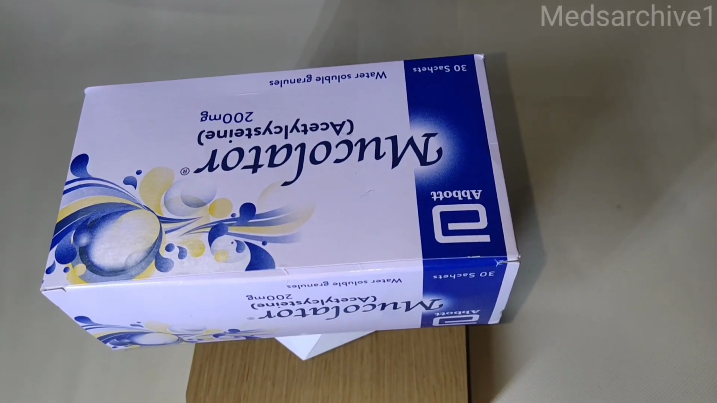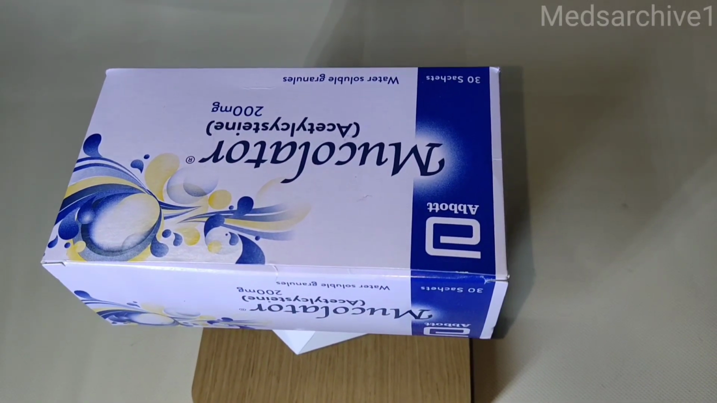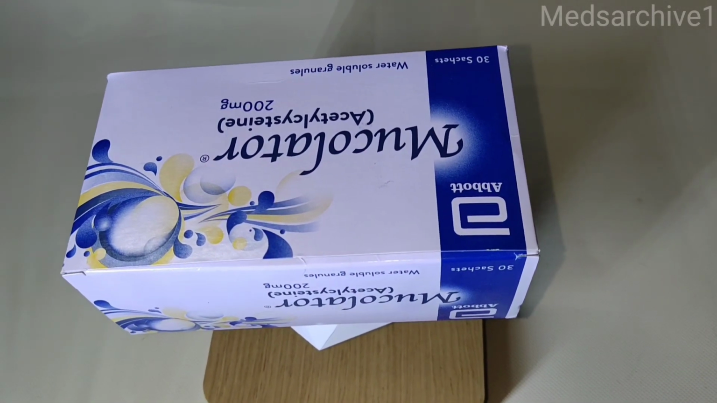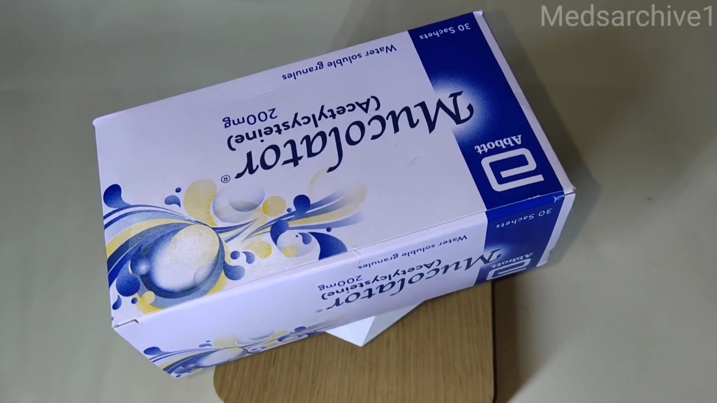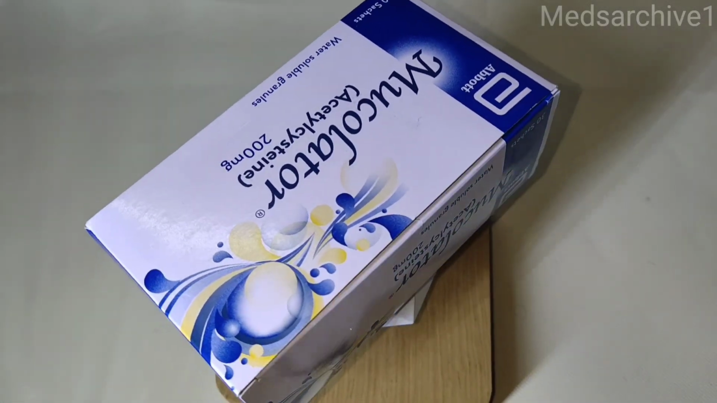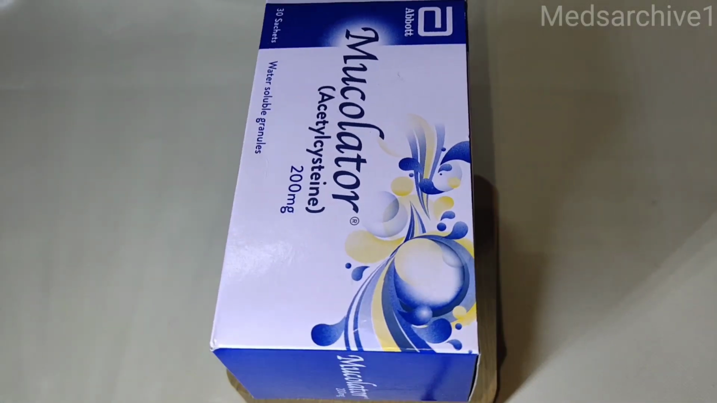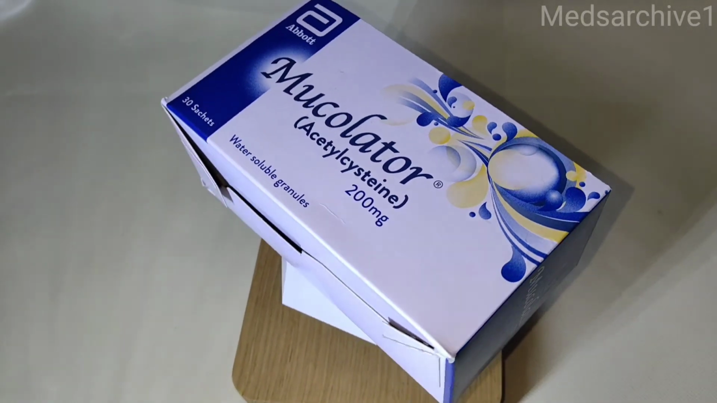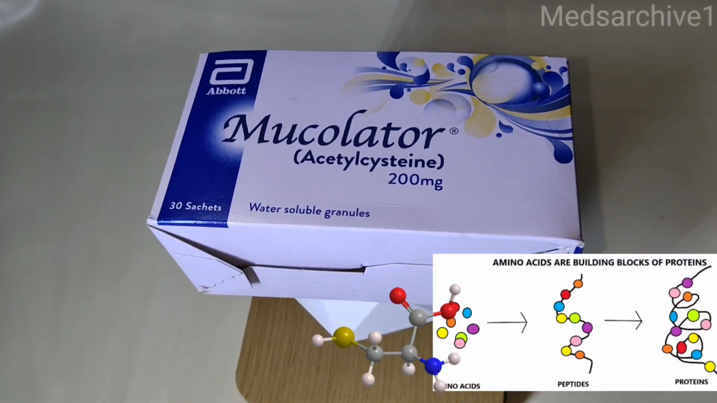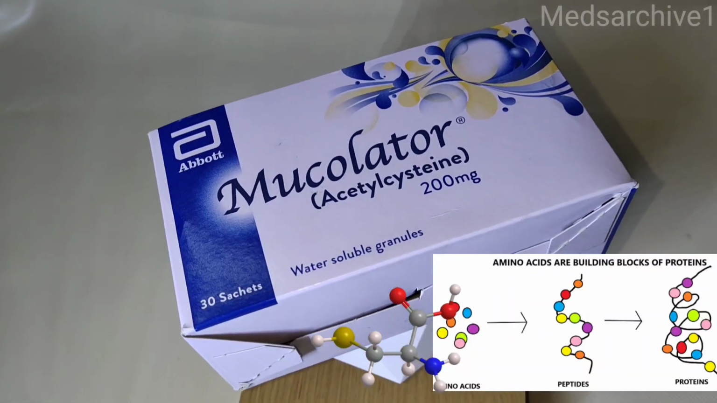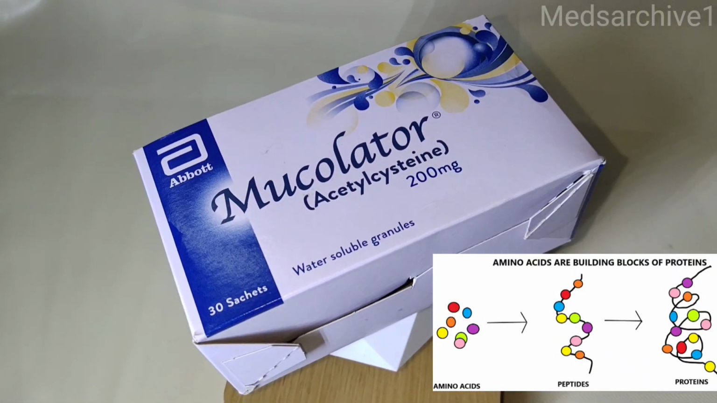Mucolator, acetylcysteine, is water-soluble granules, powder, in sachets. The compound is a white crystalline powder which has a very slight acetic odor. It is an N-acetyl derivative of the naturally occurring amino acid L-cysteine.